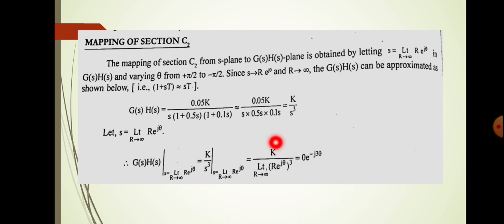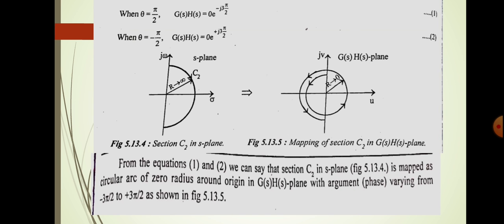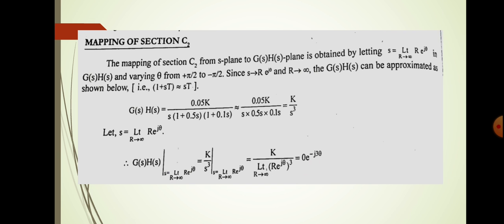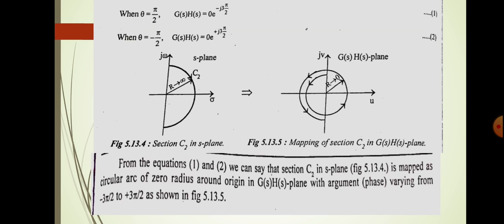That means when we are plotting the Nyquist semicircle in the G(s)H(s) plane, we will get another semicircle, or circle, which has radius 0. See, here this is the equation. G(s)H(s) will be 0 into e raised to minus j3θ, where θ varies from plus π/2 to minus π/2.